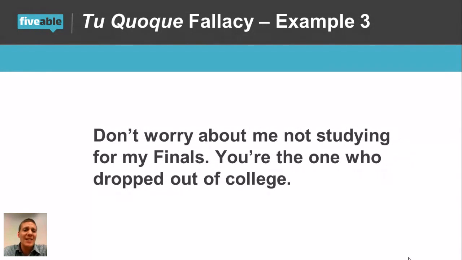All right, our final example for U2 fallacy. Don't worry about me not studying for my finals. You're the one who dropped out of college. So maybe a college student or a high school student would be saying this to an older friend, brother, sister, cousin, family member, parent. Just because they dropped out, again, doesn't mean the premise is wrong that you should study for your finals. So don't attack the person. Don't call them a hypocrite, even if that's the case. Point out the premise.